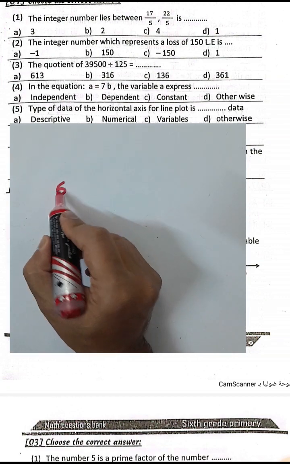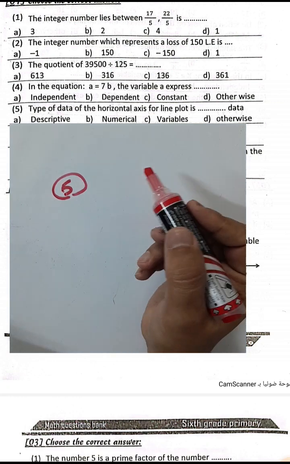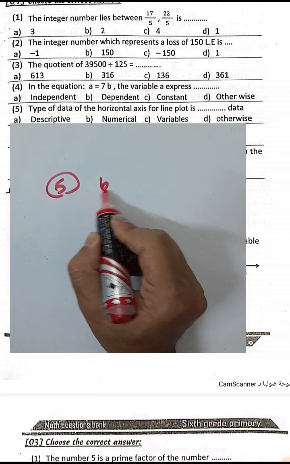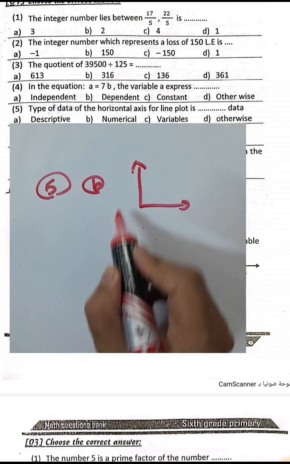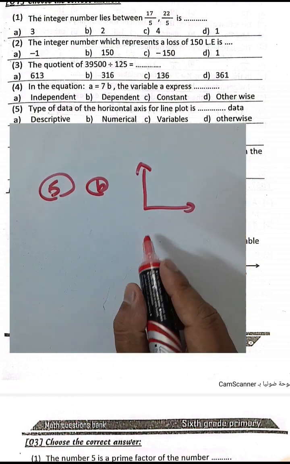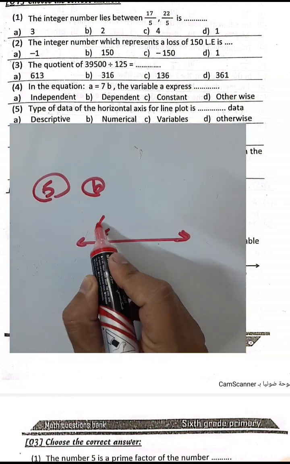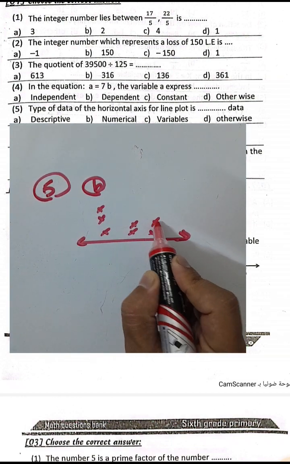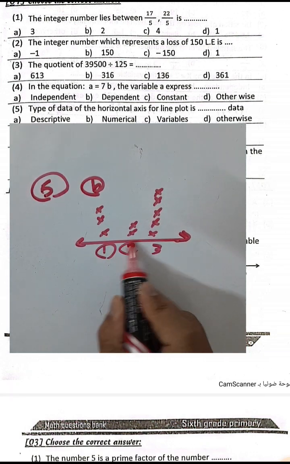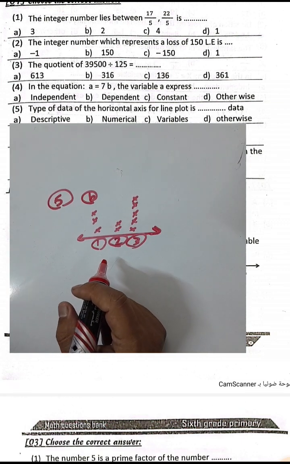Question number 5. The type of data of the horizontal axis for a line plot is space. We call it what? We can use numerical. Okay, choose letter B. About graphical here, in the horizontal axis of a line plot, it's a line plot such as that. This line plot such as that, we have in the horizontal axis, we call it numerical. So in the line plot we call it numerical.